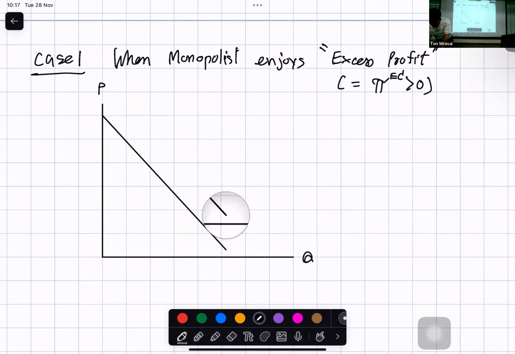One, two, three, four, five, six. That's the demand curve.